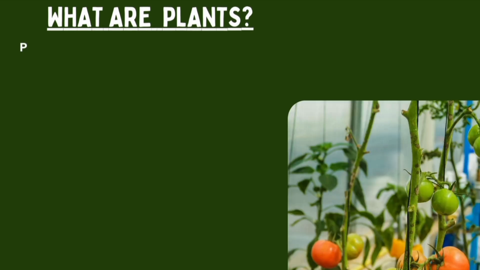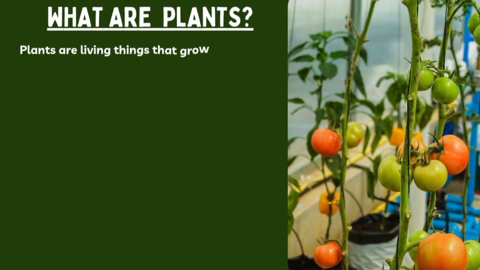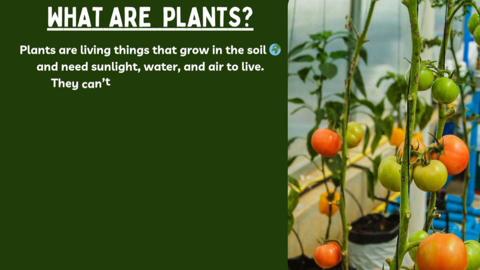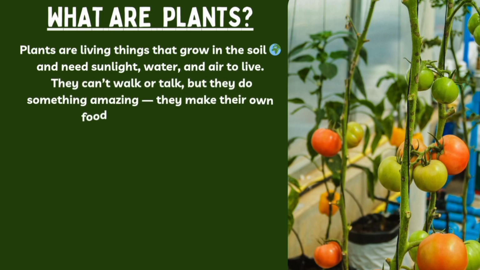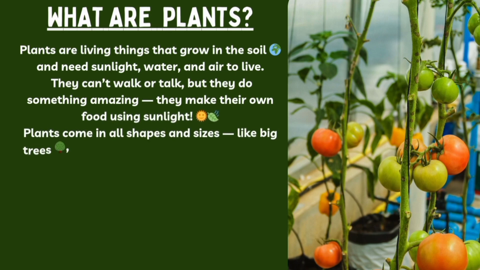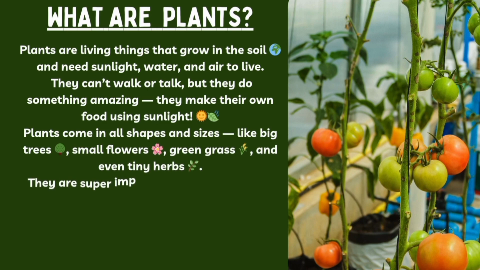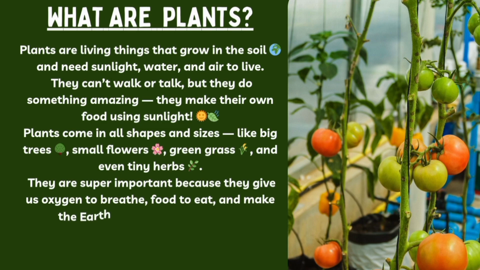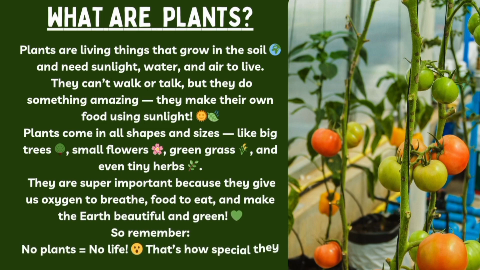Plants are living things that grow in the soil and need sunlight, water, and air to live. They can't walk or talk, but they do something amazing. They make their own food using sunlight. Plants come in all shapes and sizes, like big trees, small flowers, green grass, and even tiny herbs. They are super important because they give us oxygen to breathe, food to eat, and make the earth beautiful and green. So remember, no plants, no life. That's how special they are.